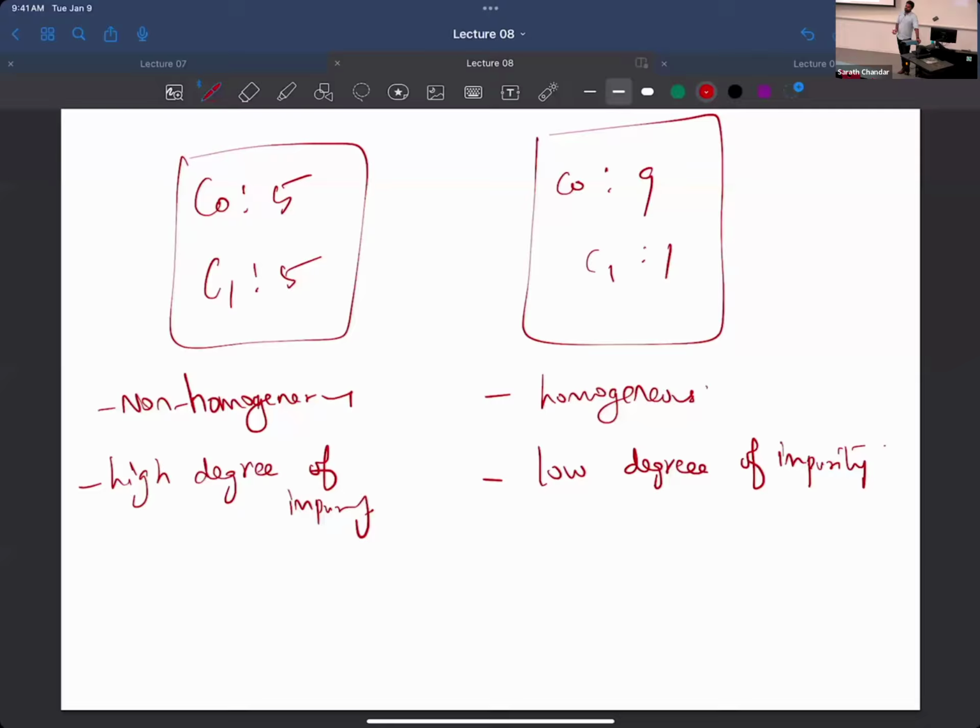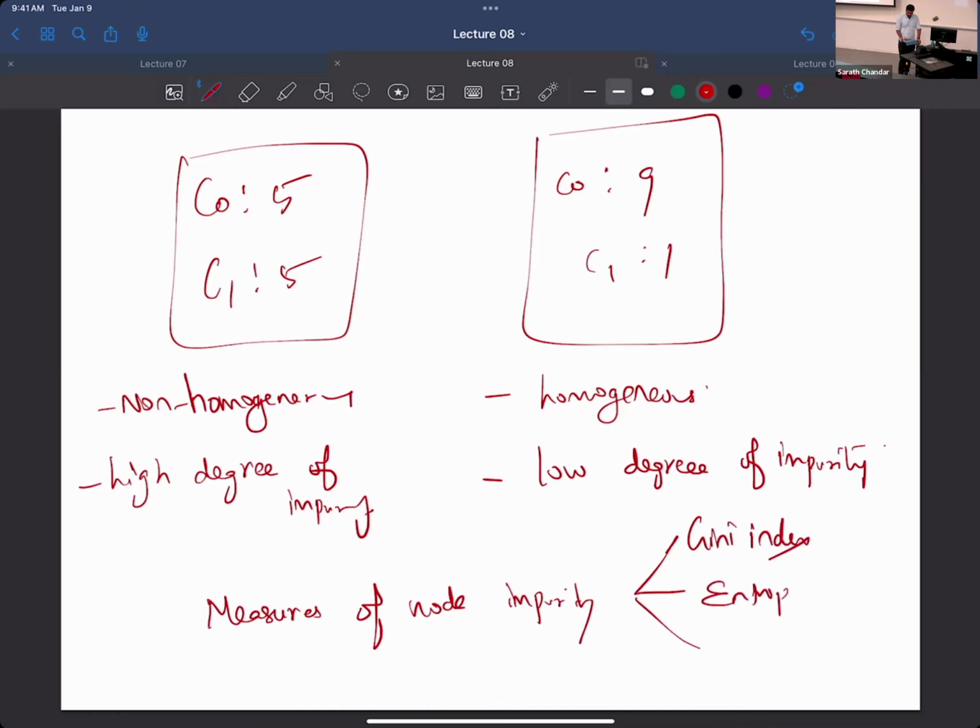Now there are many ways to measure homogeneity or impurity. There are different measures of node impurity. We are going to look at three example measures. One is called the Gini index, or you could just look at the classical entropy, or you could also look at misclassification error.